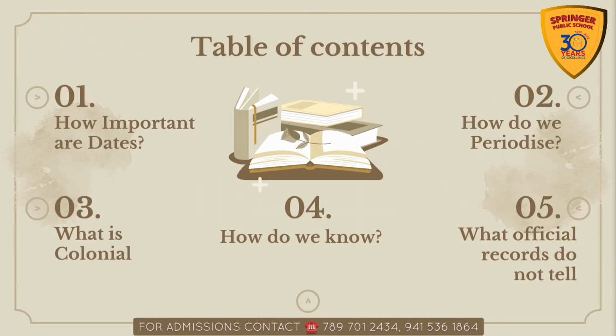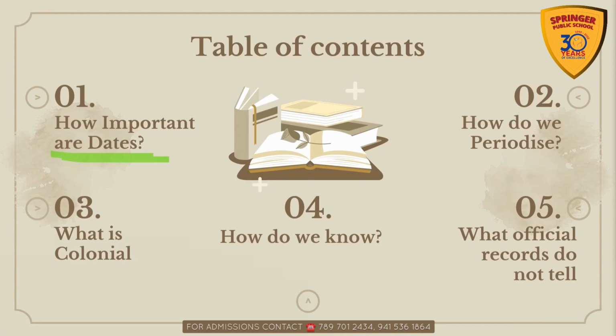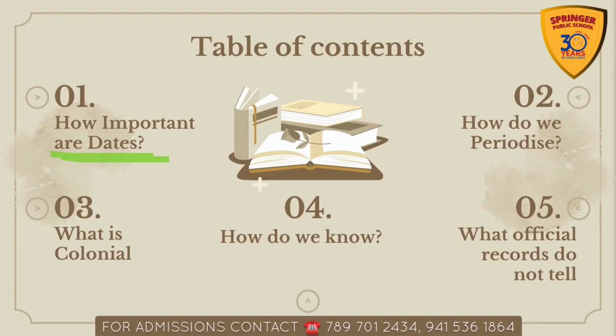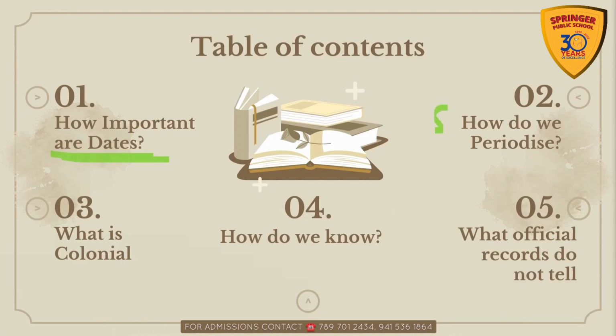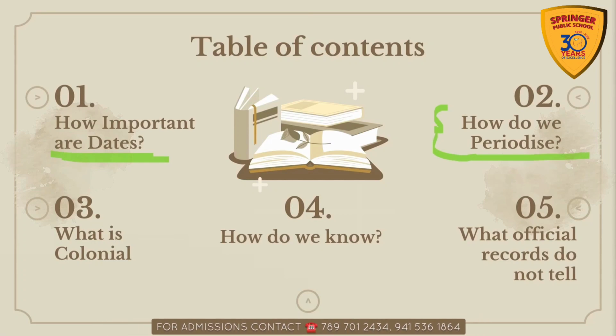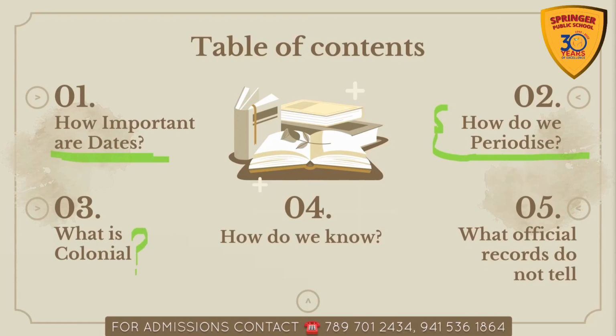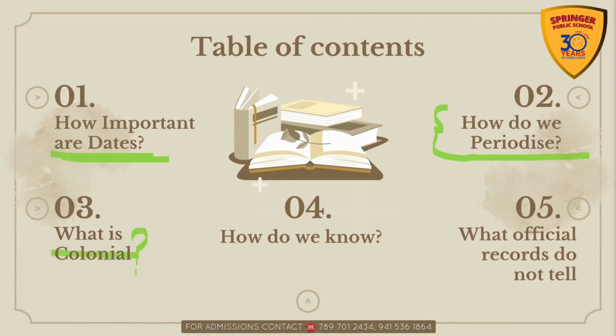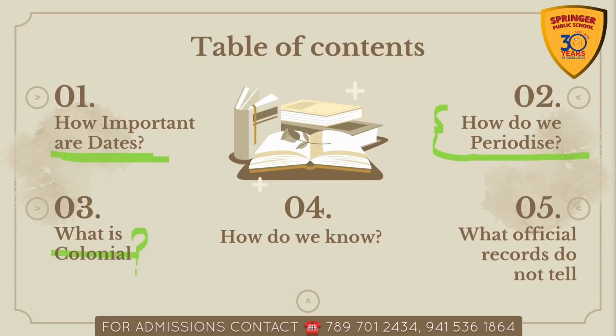First of all, we will know about how important dates are, what their significance is, and why they are important. Afterwards, we will know about what periodization is, what a period is called, and how we periodize, right? Afterwards, we will continue with the colonial system. What is a colony? What is a colonial system? We will talk about that in this section.